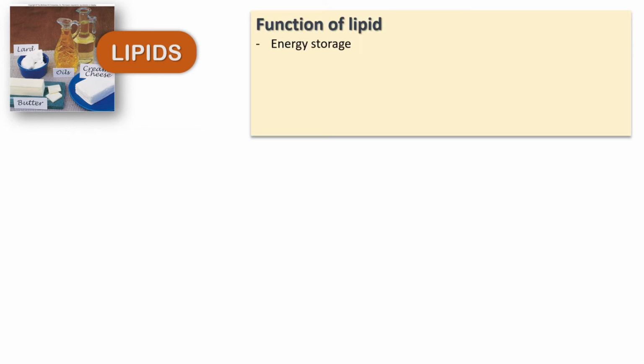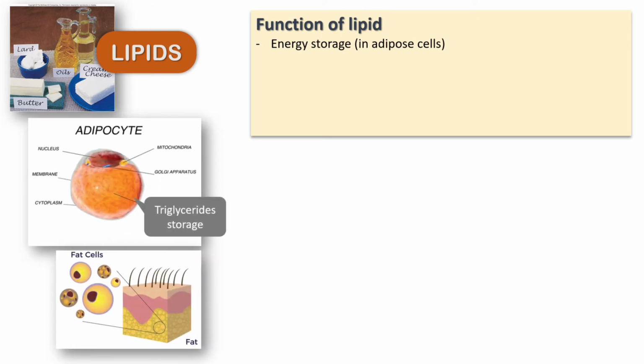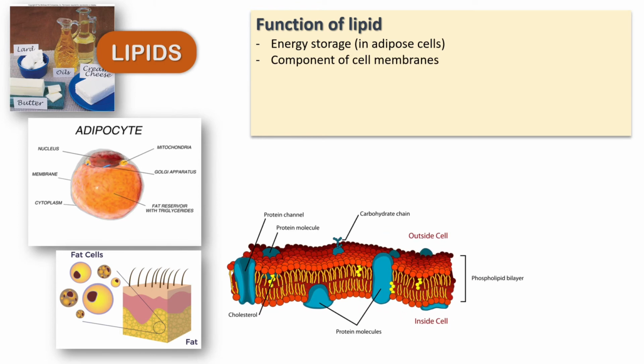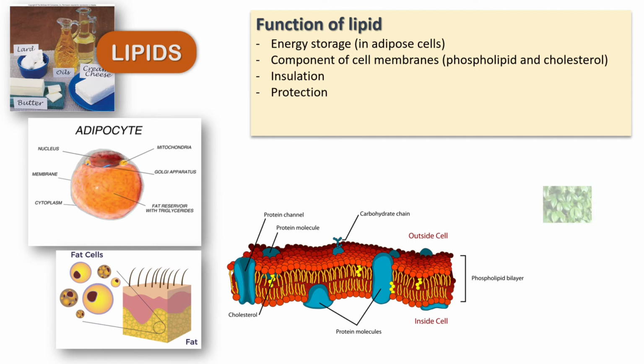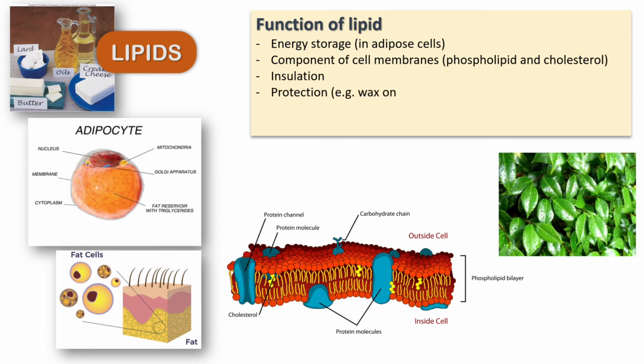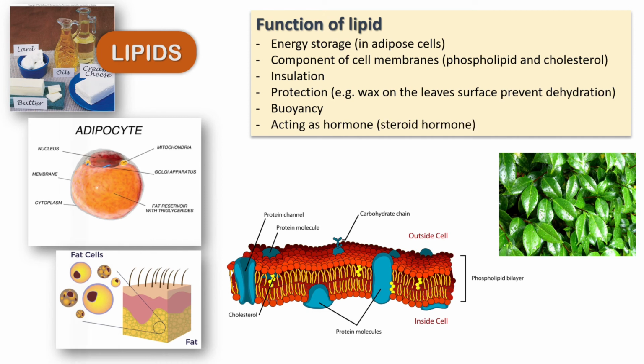Functions of lipid: as energy storage in adipose cells, as a component of cell membranes such as phospholipid and cholesterol, for insulation, for protection. For example, wax on the leaf surface prevents dehydration. Lipids are also used for buoyancy, and can act as hormones such as steroid hormones.